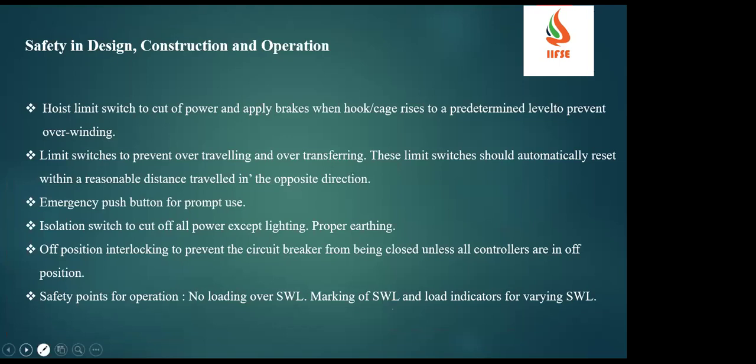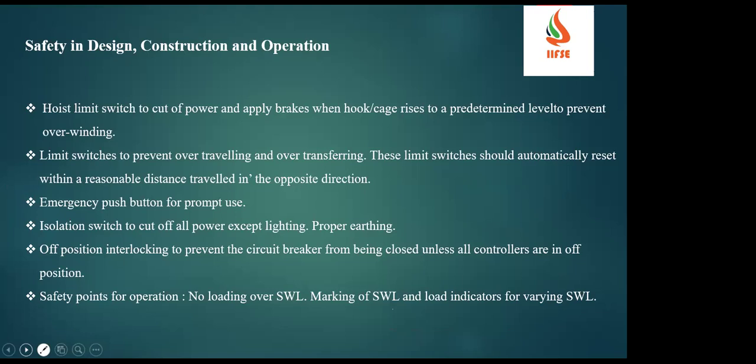Okay, now we'll see what is the safety in design, construction and operation. We discussed this point yesterday also. If the machines are not designed well or not constructed well, or they are not operated in a proper manner, there will be a chance of accidents. So we will see the hoist limit switch to cut off the power and also apply brakes when hooks or cage rises to the predetermined level to prevent overwinding.